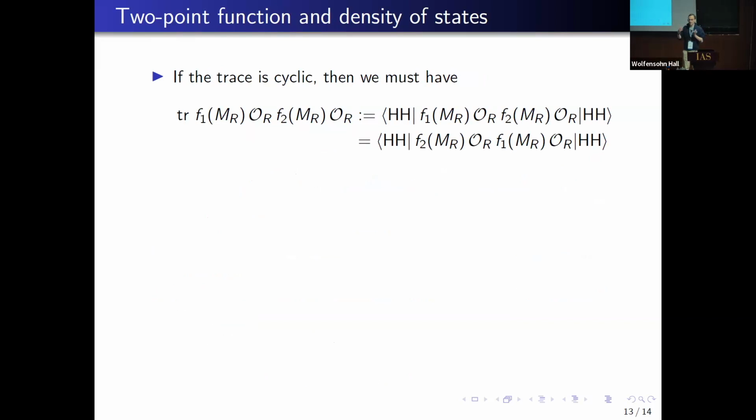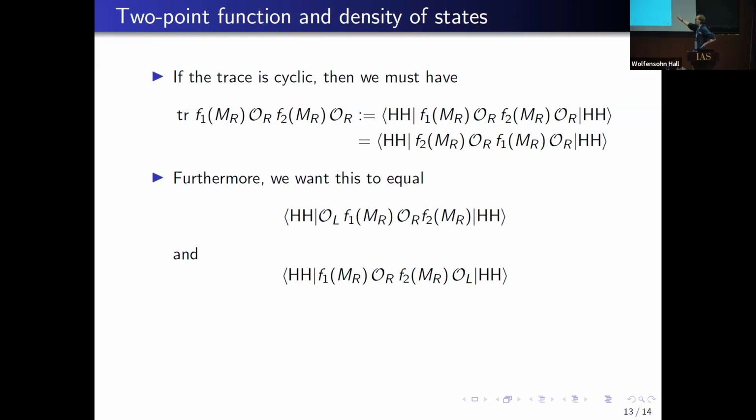Now I can finally present the results of some calculations that test the formalism. So let f1 and f2 be arbitrary functions, and let's compute this trace, basically the 2-point function. So I have two OR operators inserted. And so by definition, the trace is the expectation value in the Hartle-Hawking state. However, if the trace is going to be cyclic, I should be able to exchange f1 and f2 using cyclicity of the trace. So we would also want this to be equal to this second expression here.